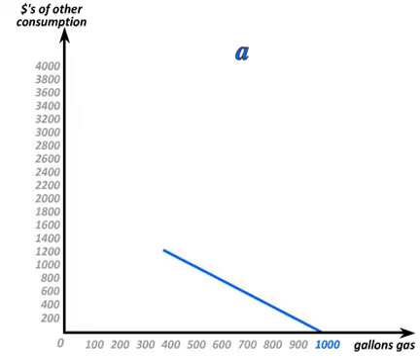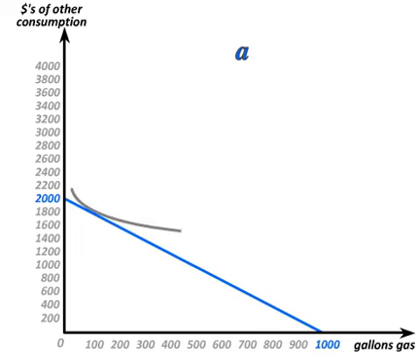George therefore has an endowment bundle of 1,000 gallons of gasoline per week, which is the horizontal intercept of his budget constraint. When the price of gasoline is $2 a gallon, he can consume as much as $2,000 worth of other goods by selling all 1,000 gallons of gasoline at $2 each.